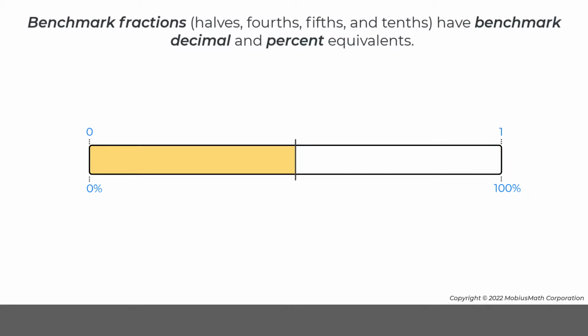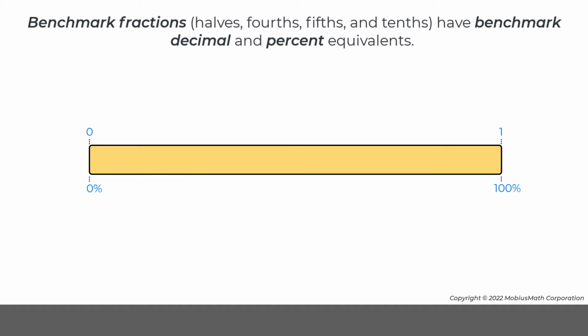Benchmark fractions, halves, fourths, fifths, and tenths have benchmark decimal and percent equivalents. For example, if the whole cheese stick is split into 2 equal parts, one of the 2 equal parts is 1/2, 0.50, and 50% of the whole cheese stick. Notice that if each half is split in half, the cheese stick is split into 4 equal parts. In this case, the splits on the bar can be labeled with multiples of 1/4, 0.25, and 25%.